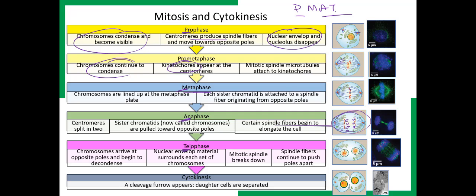And then in telophase, what happens is you have the start of the formation of a new nuclear envelope around each set of chromosomes. The mitotic spindle breaks down and disappears, and the spindle fibers continue to elongate the cell. And then the next part, after mitosis is completed, is cytokinesis, where you've got the cleavage furrow appearing, splitting the elongated cell to form two new daughter cells.